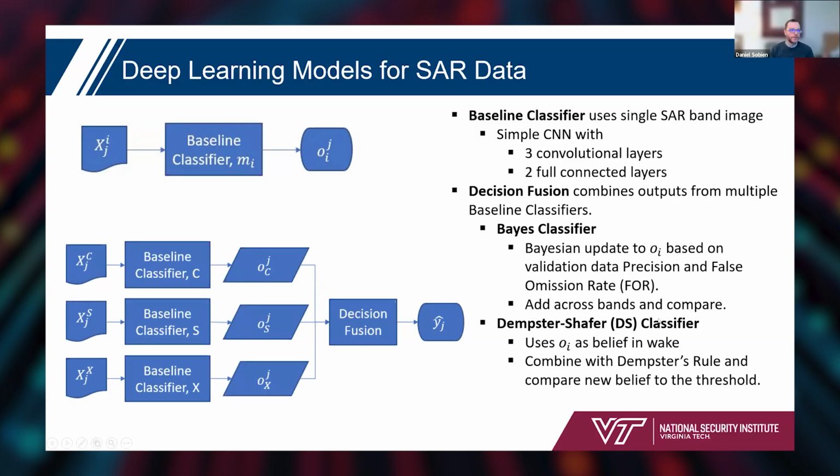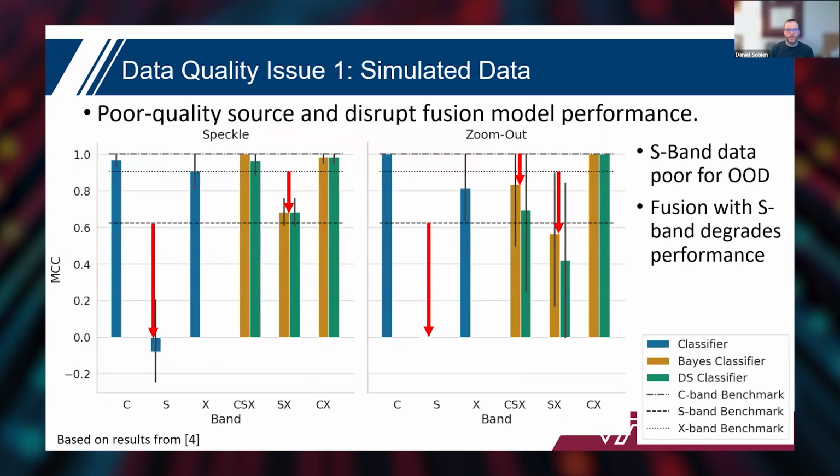The second is Dempster-Shafer fusion, which is basically information theory. We take the output of the different models as a belief and then combine those beliefs to get an updated belief on what's going on in the image. So some of the results.